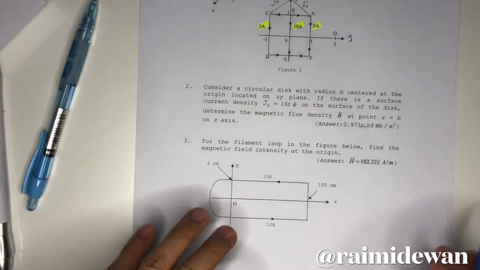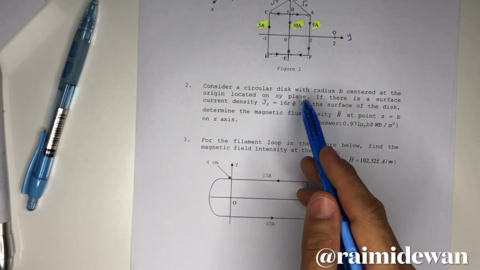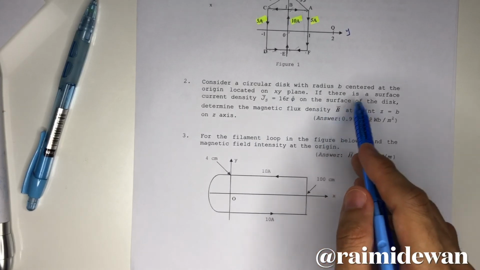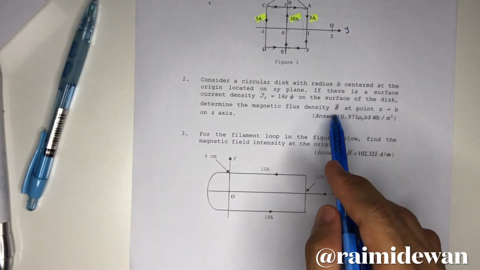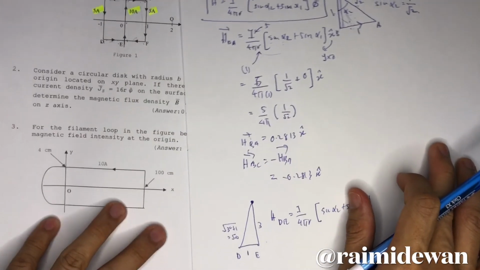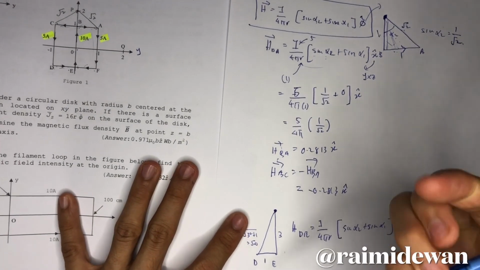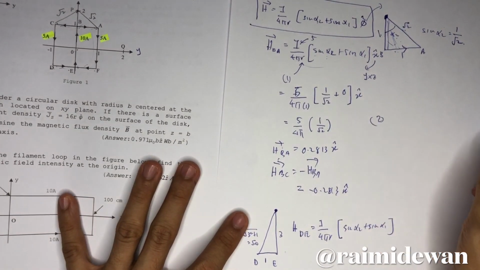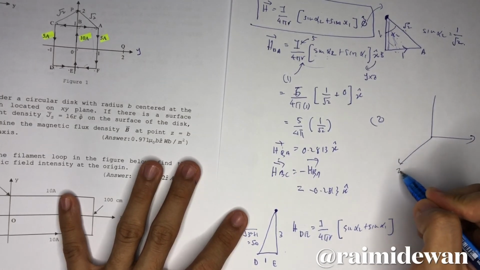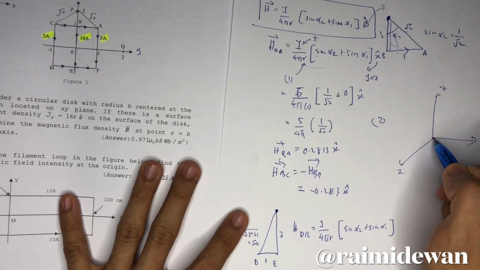So this one: circular disc with radius b centered at origin. If there is a surface current, let's say J, on the surface of the disc, determine the magnetic flux B at point z equals b. I think for this question, I just provide some visualization to you. Centered at origin, you have a cylindrical disc.